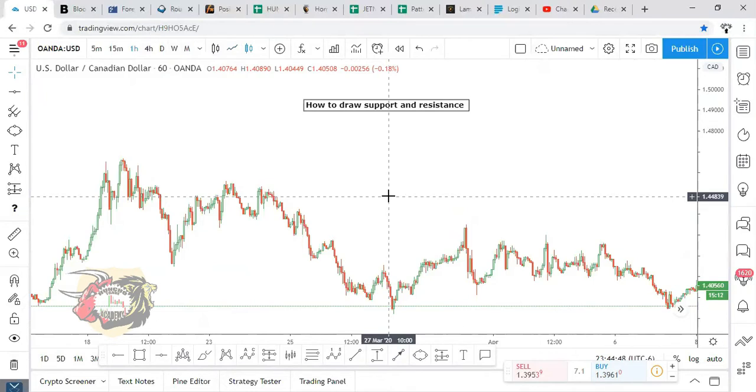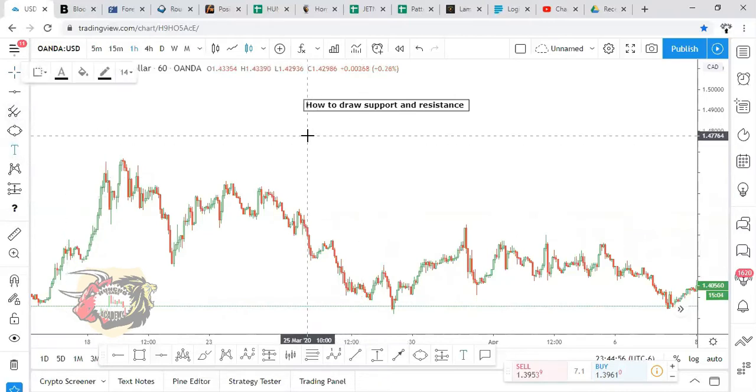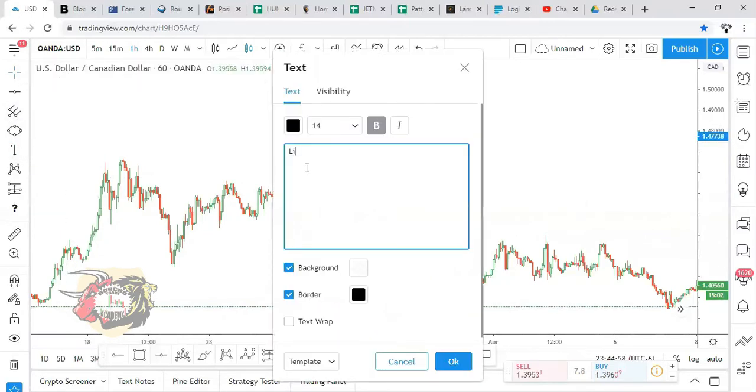So we're going to talk about how to draw support and resistance in this video. I'm going to show you 2 steps on how to draw support and resistance. The first step is by using your horizontal ray line to draw support and resistance. Then remember I told you support and resistance are not just lines, they are more than lines. They are areas or zones where price reacts.